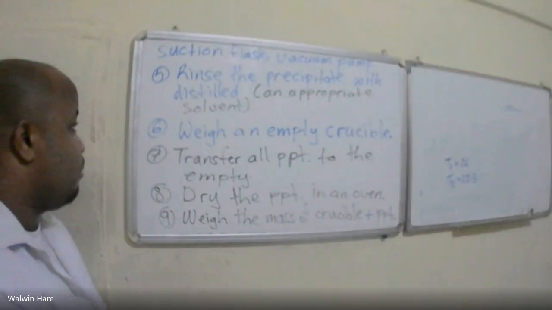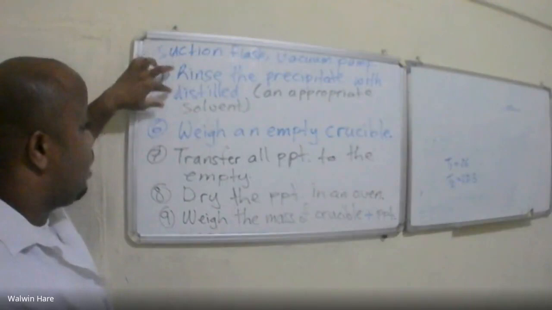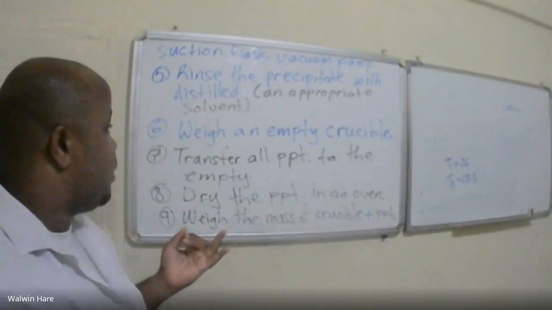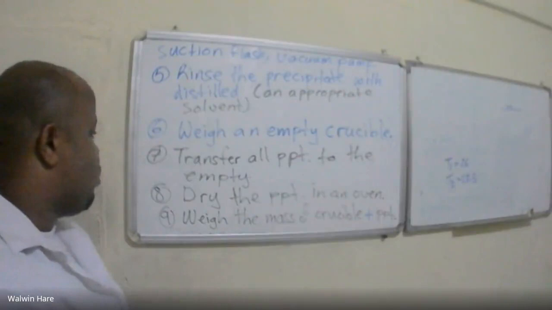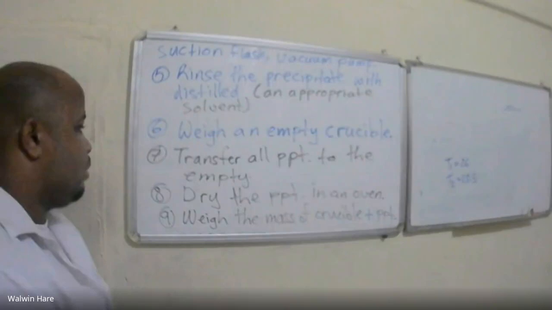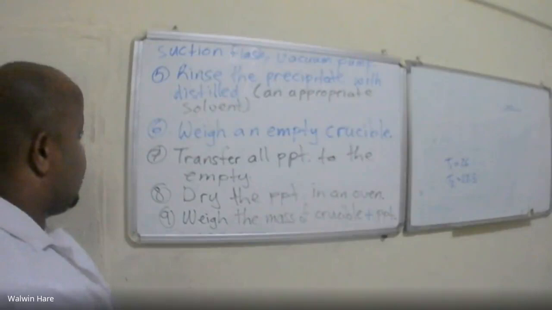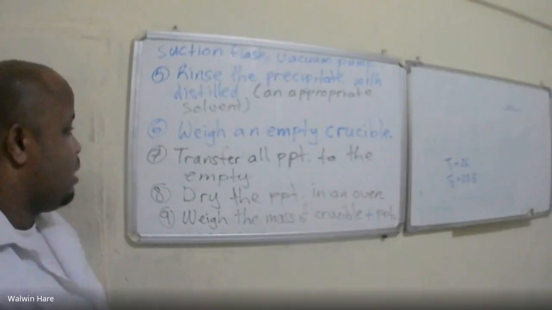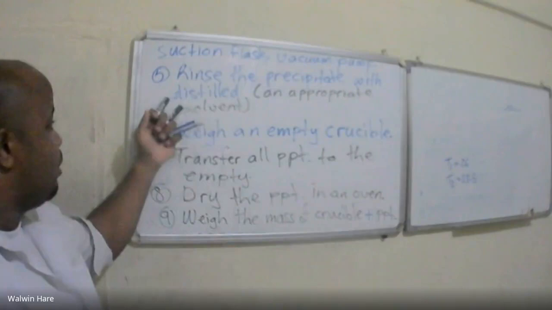And for this step, you have to rinse it to get rid of any contaminants. So the key steps: precipitation, filtration, drying, weighing. Those are the four important steps. And so if you are asked on the exam for any procedure regarding precipitation gravimetry, remember the key steps and you put them in. And you can fill up the minor parts, such as weighing the crucible and rinsing the precipitate, or wash the precipitate if you want to say that.